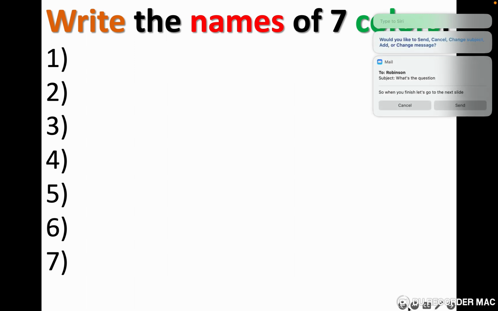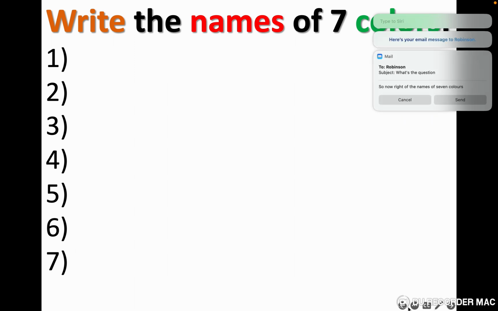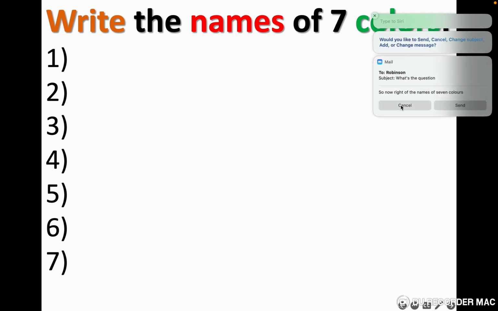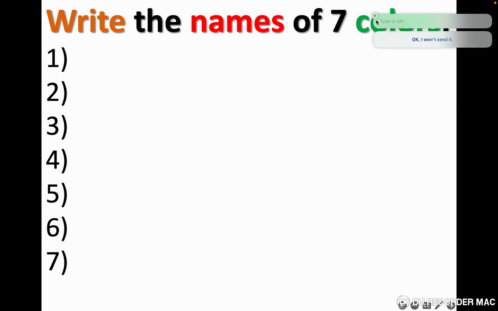Would you like to send, cancel, change subject, add, or change message? So now write the names of 7 colors. Here's your email message to Robinson. It says, so now write the names of 7 colors. Ready to send it? Would you like to send? Okay, I won't send it. Write the names of 7 colors.